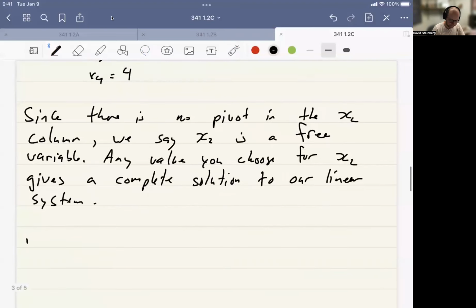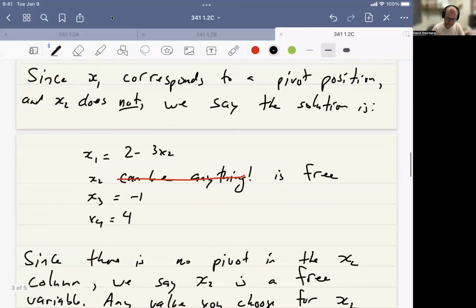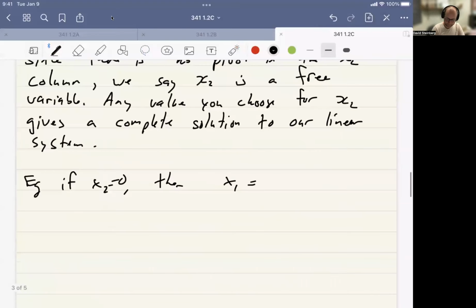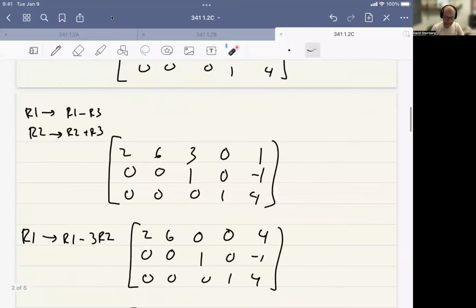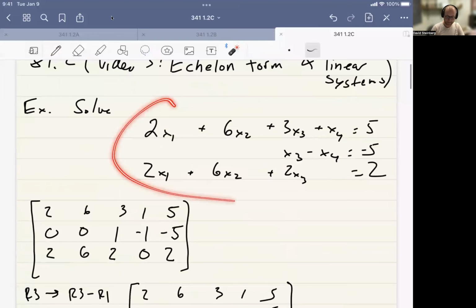So for example, if we choose x2 to be 0, then we get the solution x1 is what? 2 minus 3 times 0, so x1 is just 2. X2 is still 0. X3 is forever -1. X4 is forever 4. Okay, and you should check that this satisfies the original system all the way up here. So plug in the correct values for x1, x2, x3, and x4.